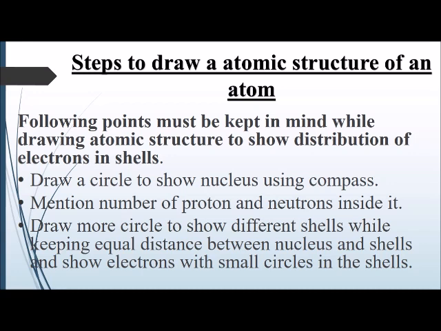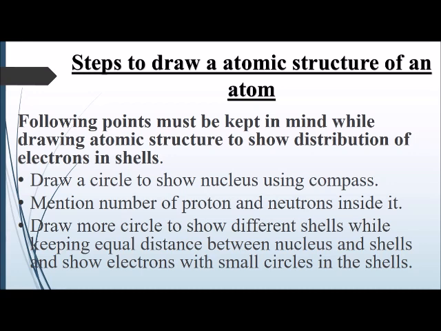First of all, you are all supposed to draw a circle to show the nucleus using a compass. You would mention the number of protons and neutrons inside it. Then draw more circles around the nucleus to show different shells, but the distance between shells should be equal.